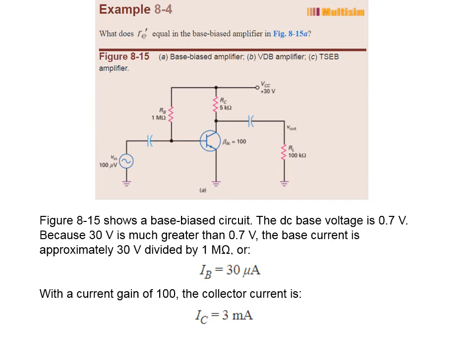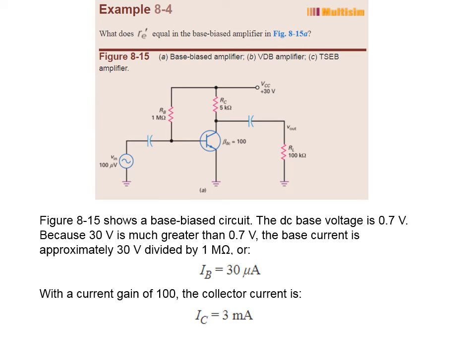So let's look at an example. Let's calculate RE prime in the following amplifier. Here, this is a base bias circuit. The DC base voltage is 0.7 volts. And because the 30 volts VCC is much greater than 0.7 volts, the base current is approximately 30 volts divided by 1 million ohms, which is 30 microamps.